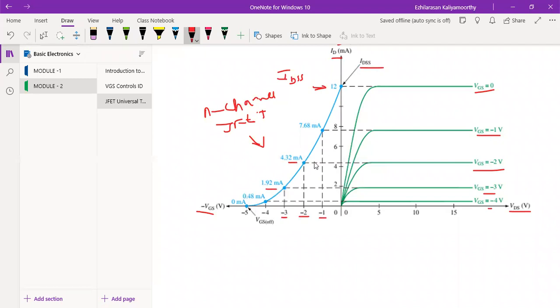From this you can summarize that when VGS is increasing negatively, your current is decreasing, right? When it reaches minus 5 volt, that is your VGS off is minus 5, then what about your VP? That VP will be plus 5 volt. I hope you understood that. VGS off is minus 5 volt means VP is plus 5 volt. These are all the values, right? Okay, so you will get a 0.